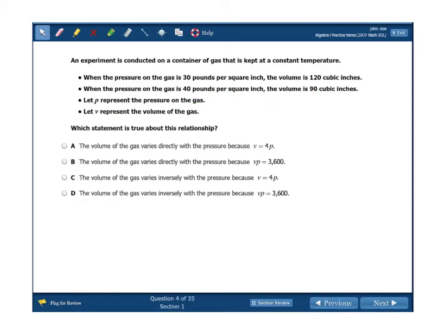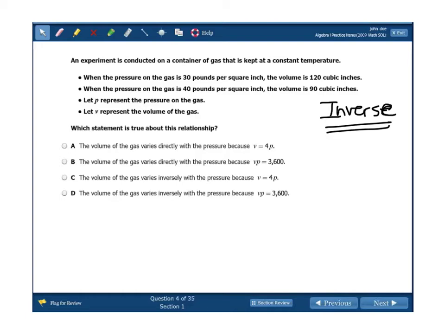Let's stop for a second and look at what happened in that relationship. The pounds per square inch, the pressure went up. The volume went down. That should automatically send up a red flag for you. Well, if one is going up and the other is going down, that's an inverse variation. That is an inverse variation. So if I recognize that, that's going to help me quite a bit.